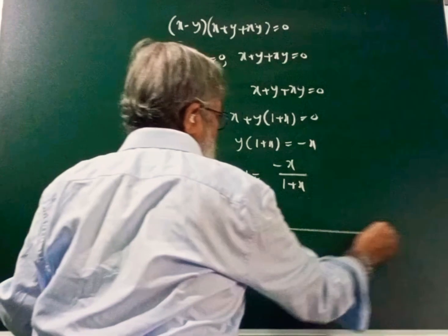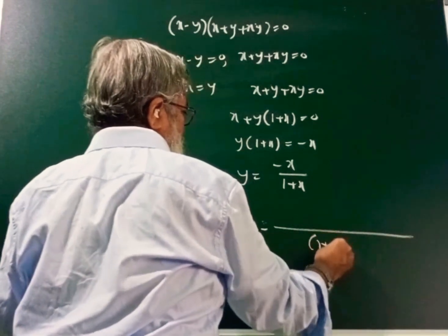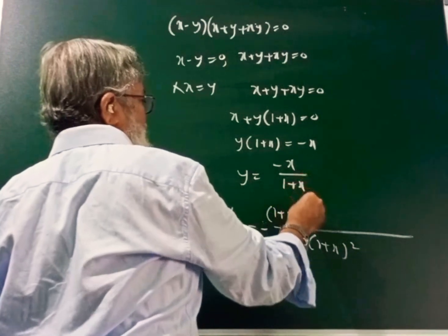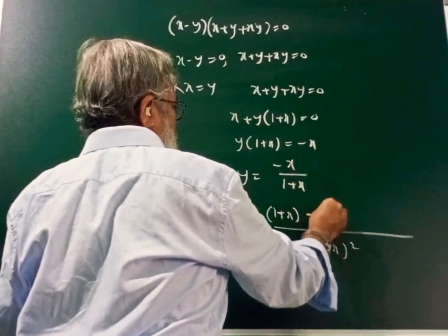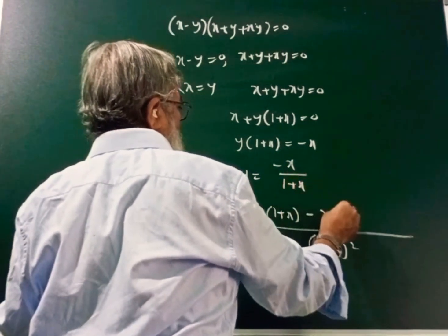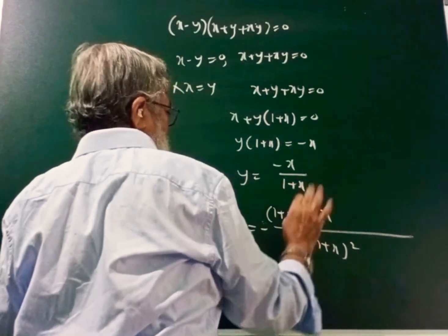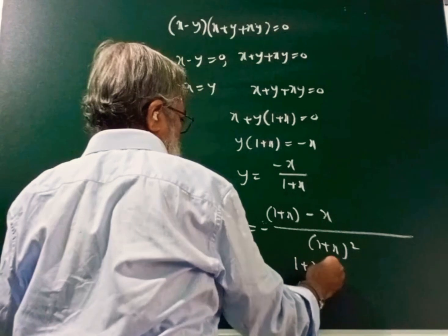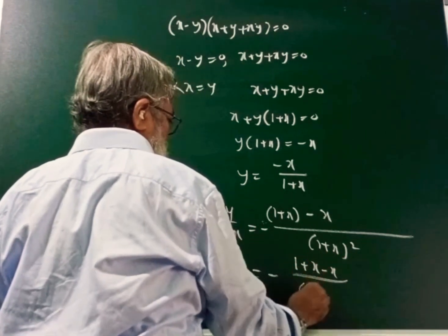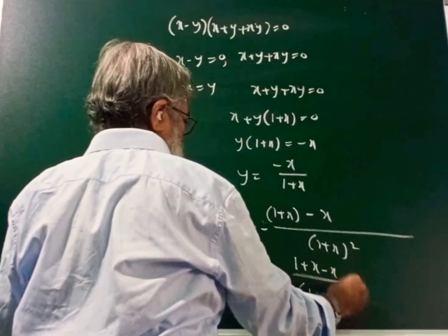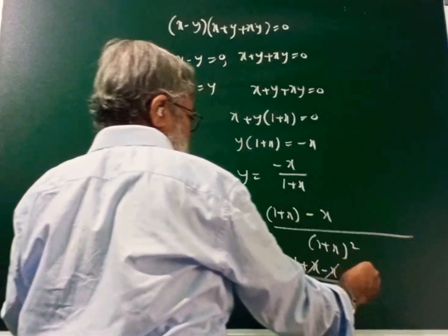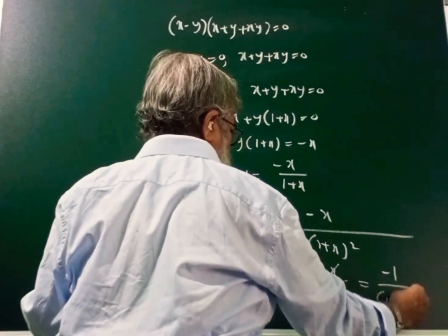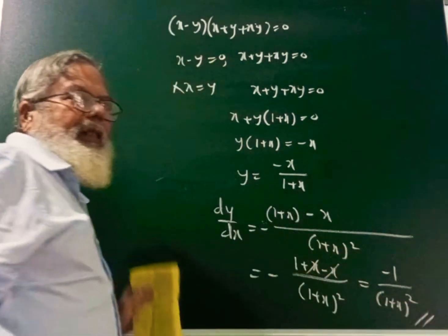Minus, it is (1 plus x) whole square, (1 plus x) times differentiation of x which is 1, minus x as it is times the differentiation of the denominator, which is 1 is 0 and x is 1. So therefore, we get 1 plus x minus x divided by (1 plus x) whole square. Minus x plus x get cancelled. Our answer is 1 by (1 plus x) whole square, as is required by the given problem.